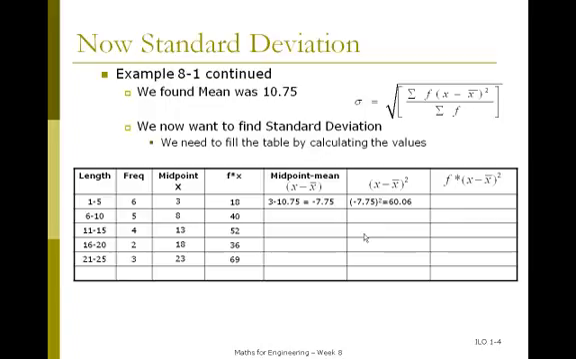Now the final column is taking that answer that we found and multiplying it by the frequency f. So you multiply 60.06 times 6, which gives us 360.36.